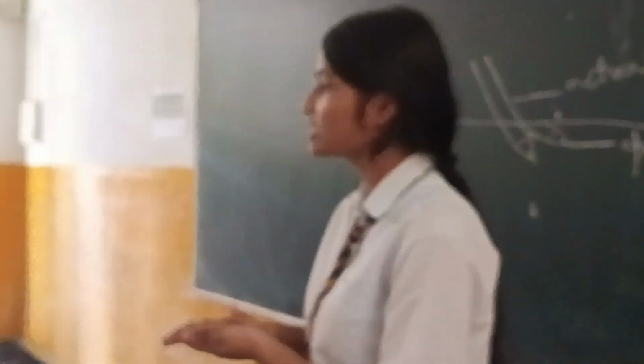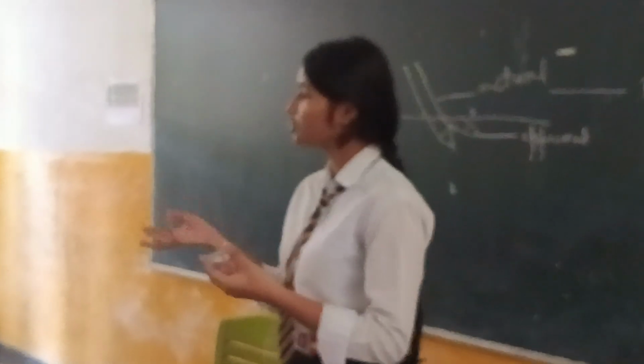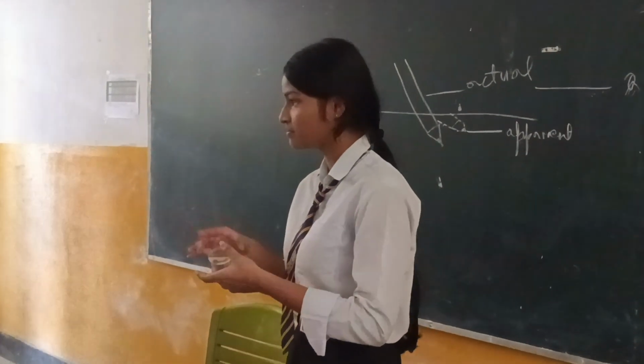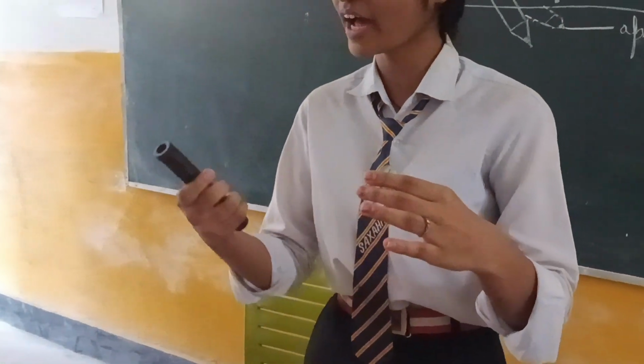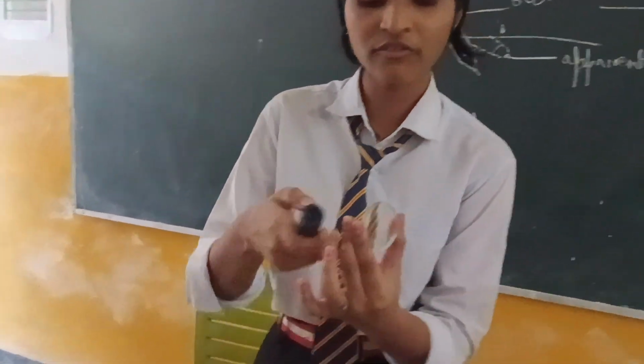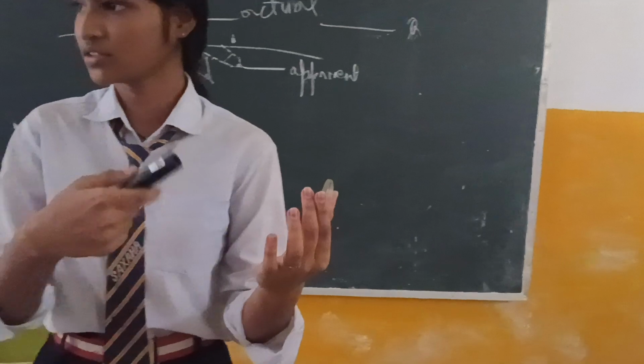Your further question arises, what type of images does it form? It always forms a virtual, erect and diminished image. So, as you can see, when a ray of light passes through it, you can see it diverge.